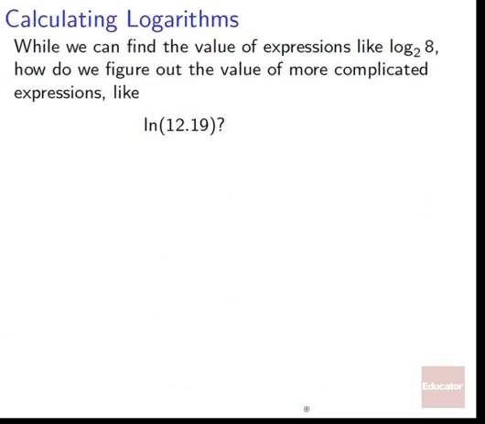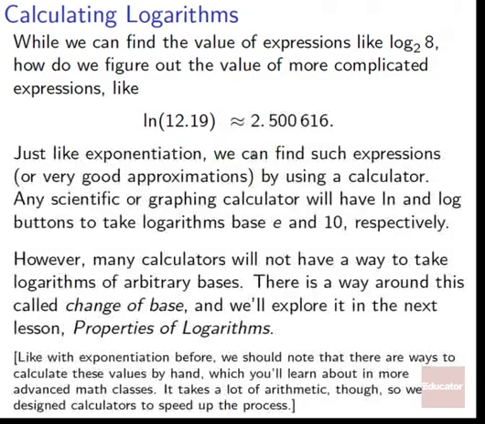Well, we can find the value of expressions like log base 2 of 8. We know that came out to be 3 because the number that we raised 2 to get 8 is 3. How do we figure out the value of more complicated expressions? Like if we wanted to figure out the natural log of 12.19, and as we just saw, that'd be the same thing as asking what is log base e of 12.19? Well, e is a very complicated number, right? It goes on forever. It's irrational. 12.19, that's not a very friendly looking decimal number. So how are these two things going to interact? We can guess it's probably not going to come out very cleanly in a nice way. Sure enough, it doesn't. It comes out to be approximately 2.500616, and precisely it would keep going forever as well.